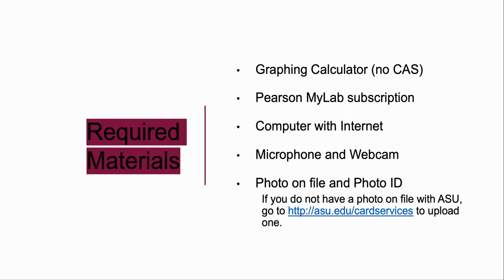You need to have a computer with internet access. You need a microphone and a webcam, and you need to both have a photo on file with ASU and also have a photo ID. If you don't have a photo on file with ASU, go to asu.edu/cardservices to upload one. It's free. In terms of your photo ID, it can be an ASU-issued photo ID, or it can be a government-issued photo ID such as a driver's license or a passport.